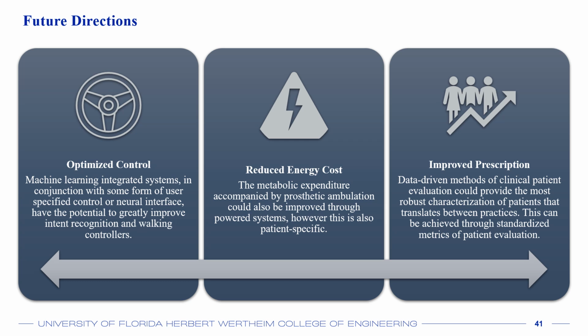With respect to some of the potential future directions to improve upon this, there are some promising avenues for improvement, including optimized control through things like machine learning controllers or neural interfaces. Additionally, powered systems have the potential to reduce metabolic costs associated with prosthetic ambulation, and improved prescription could improve patient outcomes by better characterizing these patients, and collecting more data on these patients could also improve understanding of biomechanical relationships to device use.